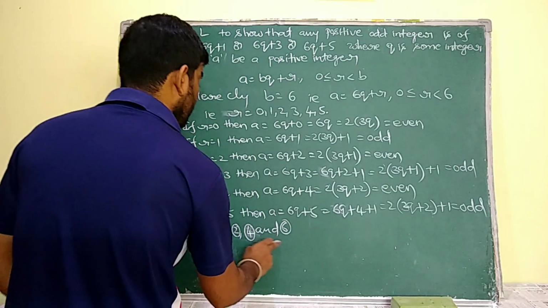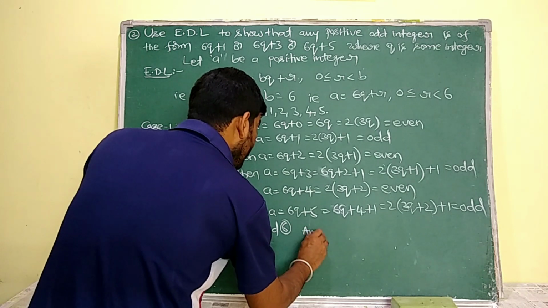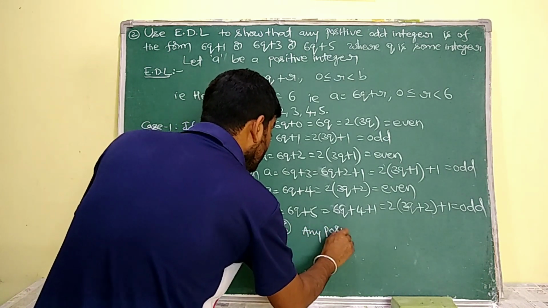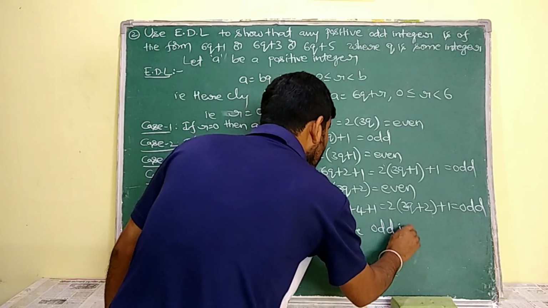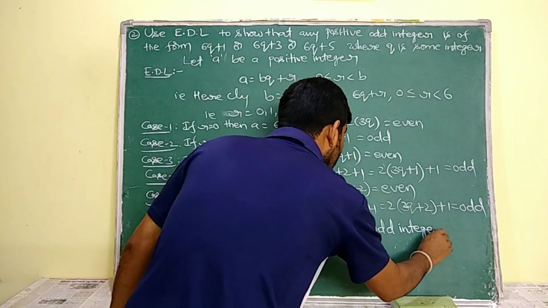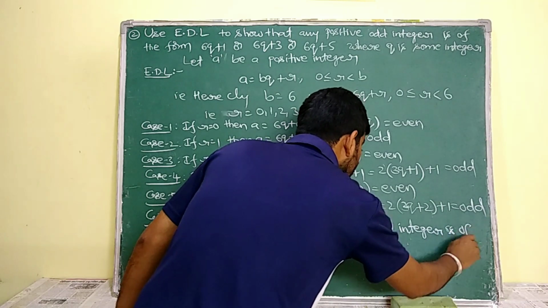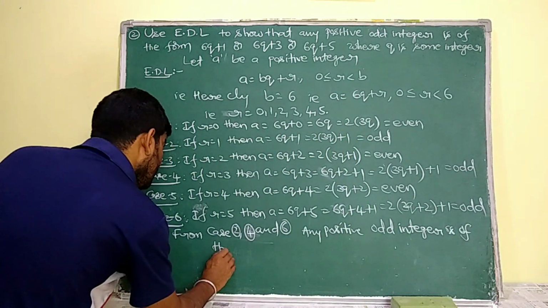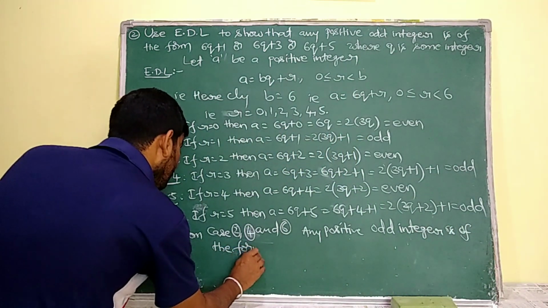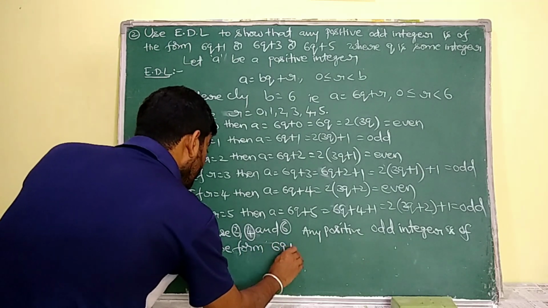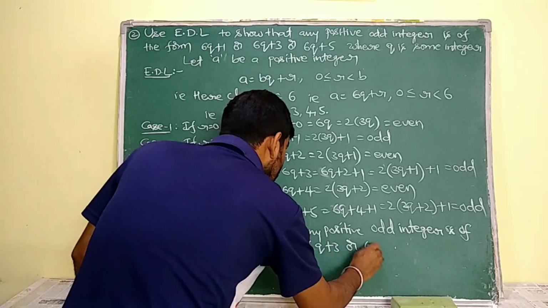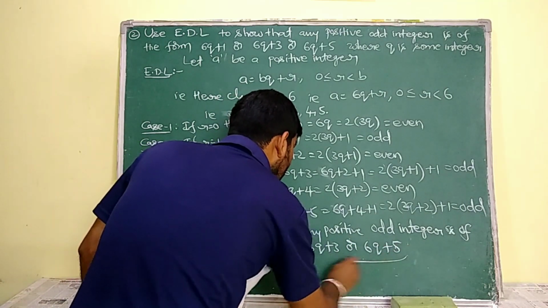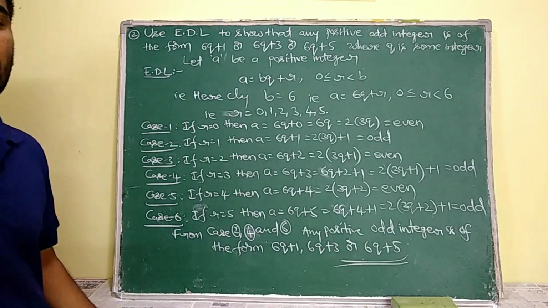From case 2, 4 and 6, any positive odd integer is of the form 6q plus 1, 6q plus 3 or 6q plus 5. In this way we are going to solve the question.